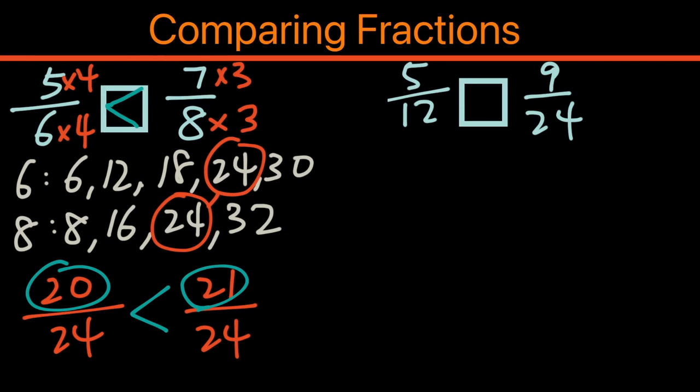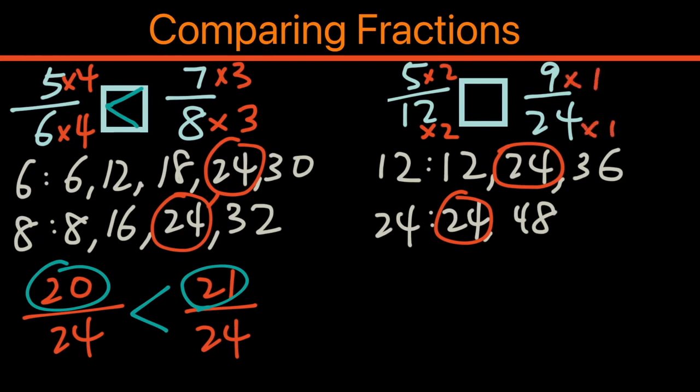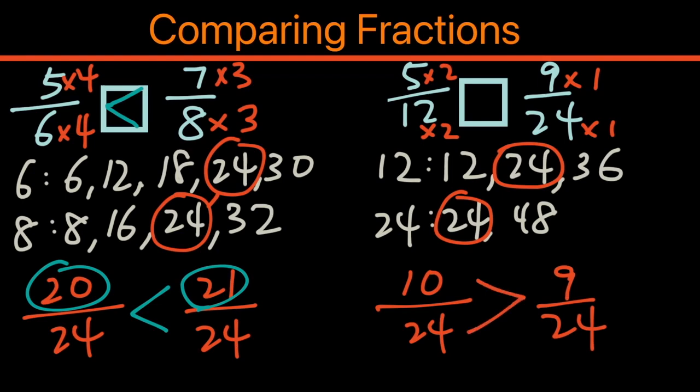Now the next one. 5 over 12 and 9 over 24. Now listing out the multiples. 12 be 12, 24, 36, and 24 be 24, 48. And we could see 24 would be the least common multiple. So we'll times 12 by 2 and 24 by 1. 5 times 2 is 10. Then this is 24, 9, and then 24. So in this case, 10 over 24 is greater than 9 over 24, which means 5 over 12 is greater than 9 over 24. So these 4 are examples of how you would compare fractions by finding out the common denominator.